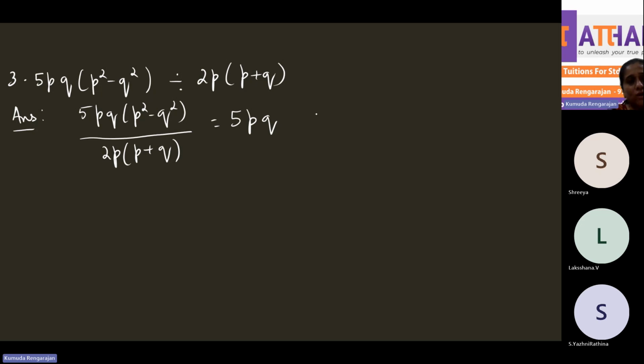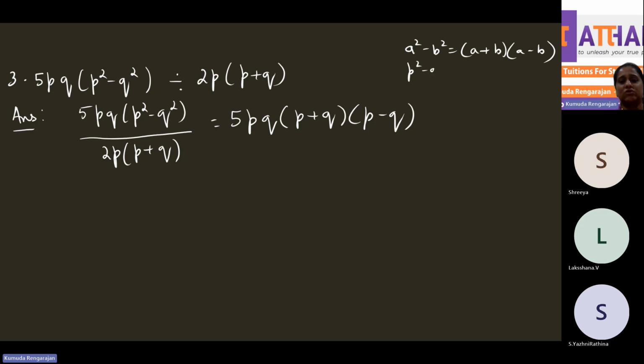P square minus q square is of the form a square minus b square, which can be written as a plus b into a minus b. So p square minus q square can be written as p plus q into p minus q. Because what's the identity? A square minus b square is a plus b into a minus b. Then p square minus q square will be p plus q into p minus q. So factorize p square minus q square as p plus q into p minus q divided by 2p into p plus q.